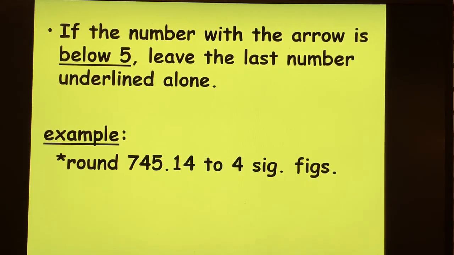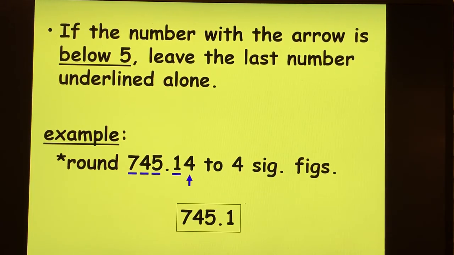So here's an example. If 745.14 was needing to be 4 significant figures for some reason and not 5 like it is now, you underline the 4 that you need, 1, 2, 3, 4, and you put an arrow there. You see how this gets old after a while, but at first it's useful. That 4 is not a 5 or above, so you just cut it off, and your answer is 745.1. Okay?